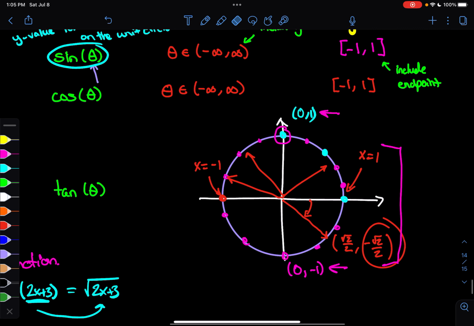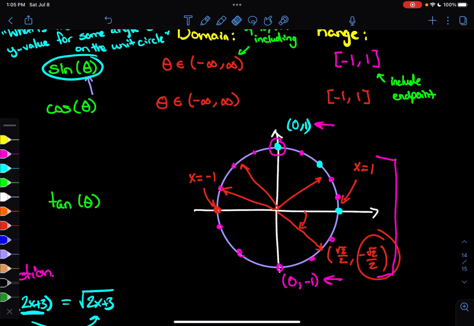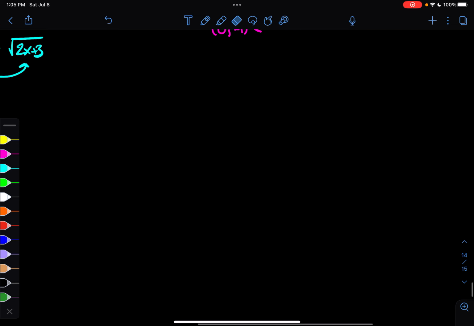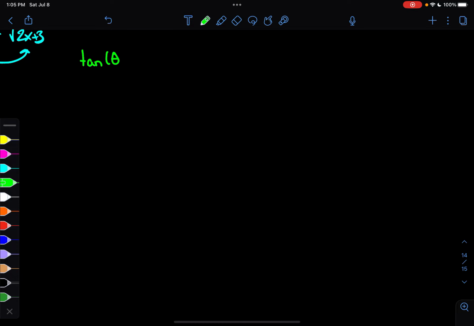So now let's look at the more interesting case. The more interesting case here is tangent. I'll just go down here so it's nice and neat. So what about tangent of theta? Okay, when we talk about tangent of theta, we talk about the domain and the range. Okay, what could we say about tangent of theta? Well, the important thing here is that tangent of theta is a little bit tricky in that tangent of theta, while it looks nice and innocent, is the same thing as sine of theta over cosine of theta.